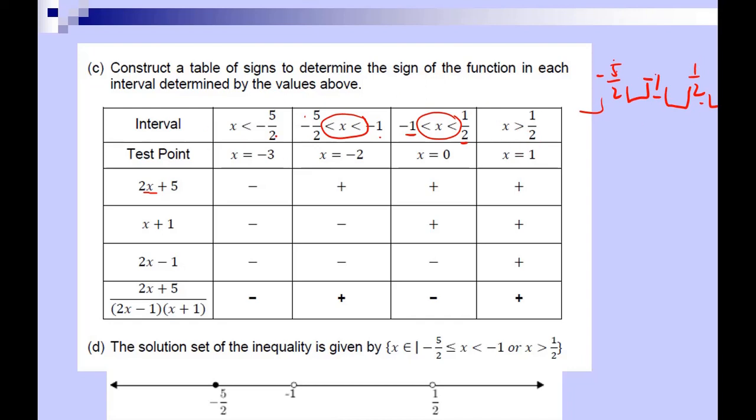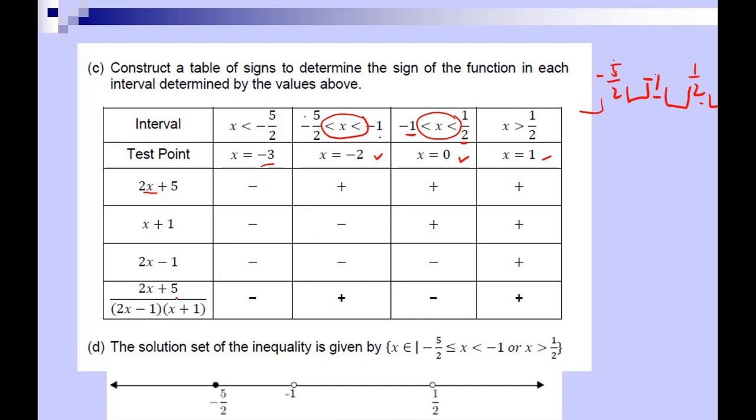For the test points, for less than negative 5 over 2, we will use negative 3. In the middle of negative 2.5 and negative 1, we can use negative 2. And between negative 1 and positive 1/2, we can use 0. And then for x greater than 1/2, we can use positive 1. And then here in our test points.